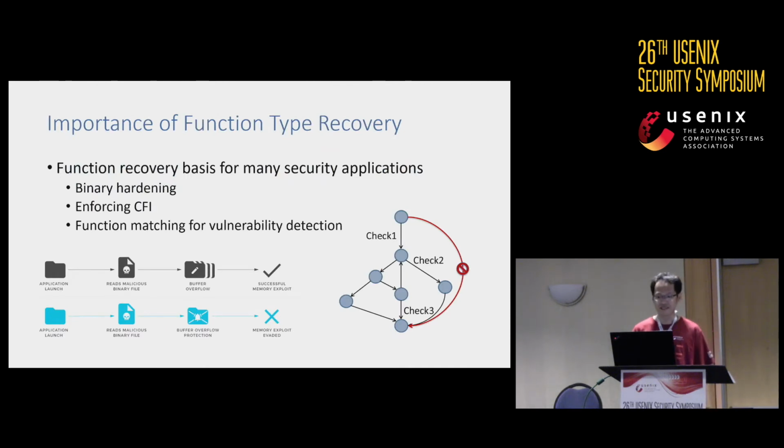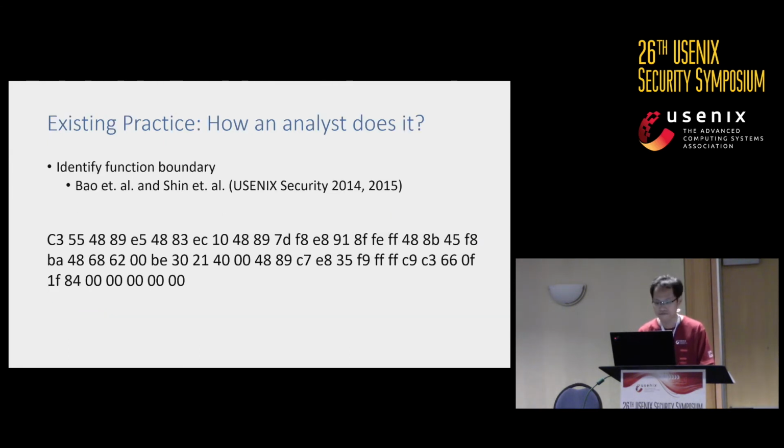So binary analysis has always been central to system security, of which function recovery forms the basis of many security applications. Function recovery and the information derived from it can be used in tasks such as binary hardening, enforcing CFI, and function matching for vulnerability detection. Given how important function recovery is, how is it done by a typical human analyst now?